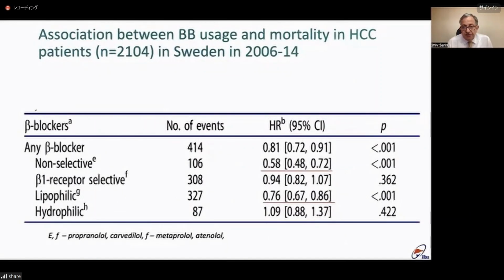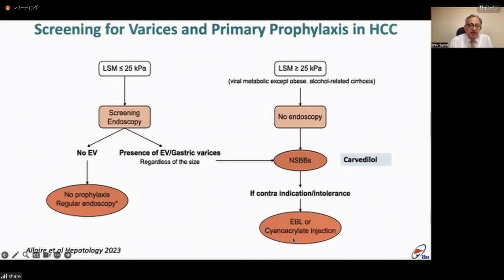And this is to give you an idea from Sweden in a very large series of 2,100 patients. Patients of HCC who received non-selective beta blockers have reduced mortality by 42%. And this is more true when you are using a lipophilic rather than a hydrophilic beta blocker drug. So let's understand a patient who has come with HCC.